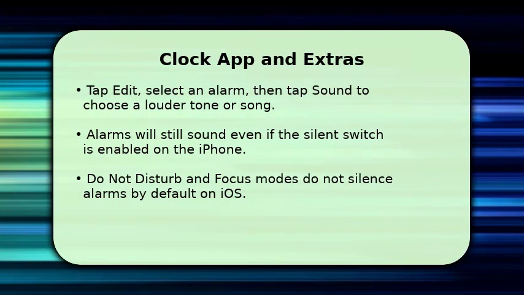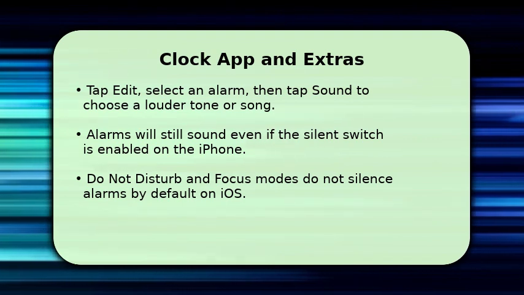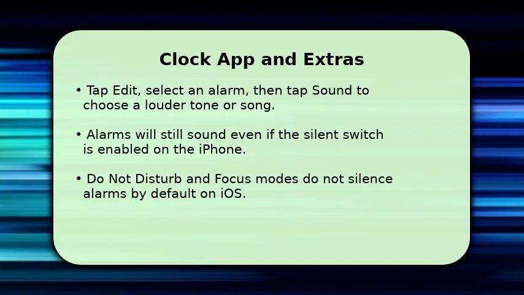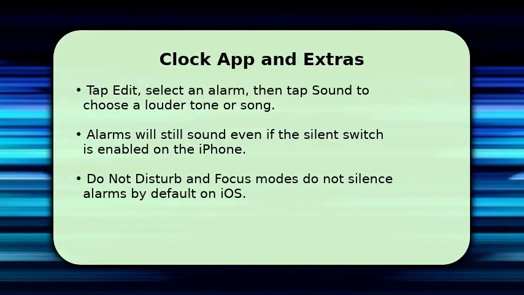Open the Clock app and tap Alarm to edit or create an alarm quickly. Tap Edit, select an alarm, then tap Sound to choose a louder tone or song. Alarms will still sound even if the silent switch is enabled on the iPhone. Do Not Disturb and Focus modes do not silence alarms by default on iOS. If alarms remain too quiet, increase Ringer and Alerts to near maximum and test again to confirm audibility.